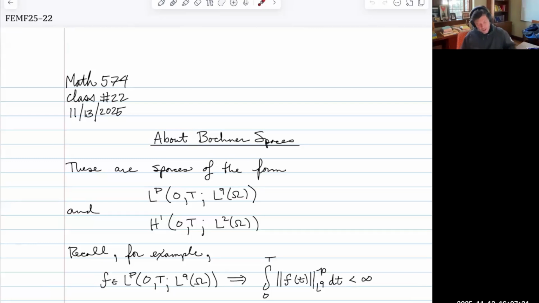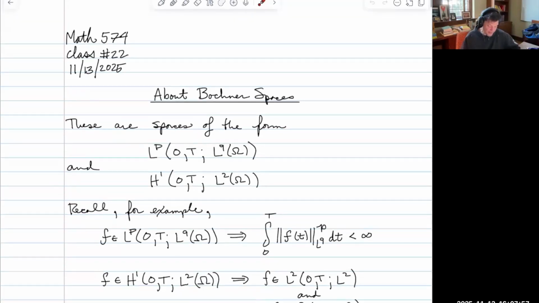Stokes problem is highly related to a parabolic problem because it's related to the Navier-Stokes problem by assuming the time derivative is equal to zero essentially. And we'll get on to that momentarily. But there were a couple of things that I wanted to clear up related to the discussion we were having last time. And it had to do with these Bochner spaces.